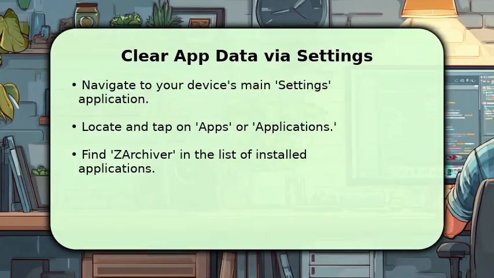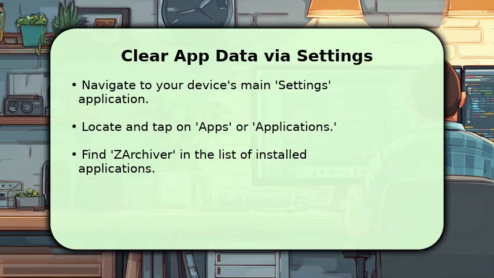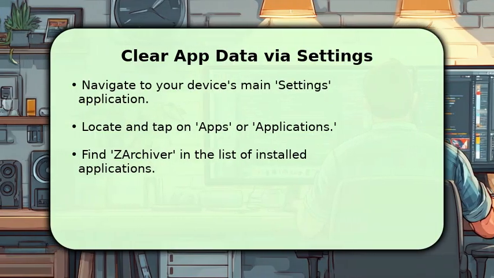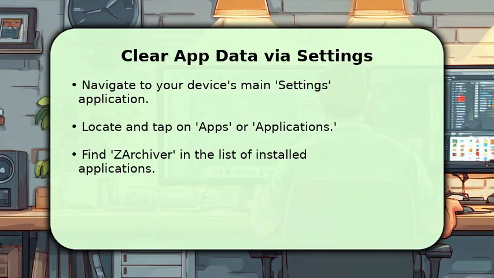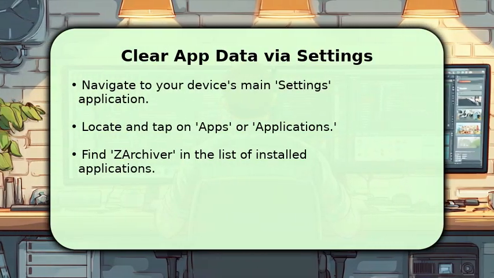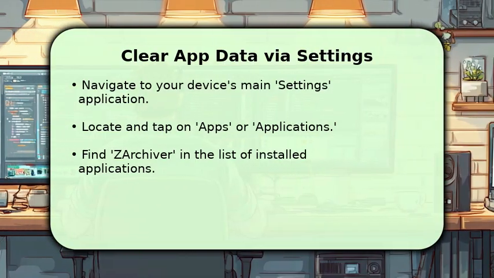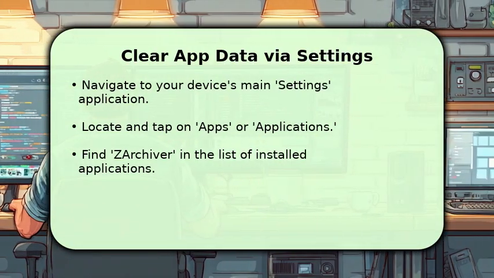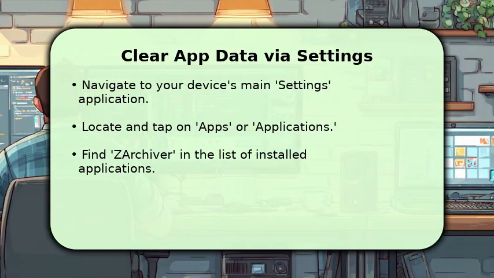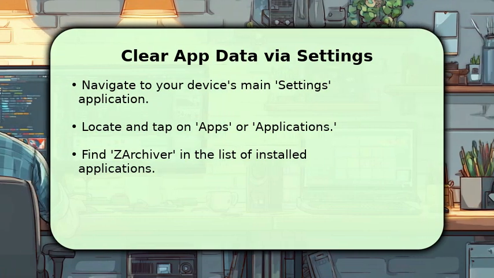To begin, you'll need to access your device's main settings. Open the Settings application on your Android phone or tablet. Once inside, scroll down and look for an option typically labeled Apps, Applications, or App Manager. Tap on this to view a list of all the applications installed on your device. From this comprehensive list, carefully locate and select ZArchiver to proceed to its specific application information page.